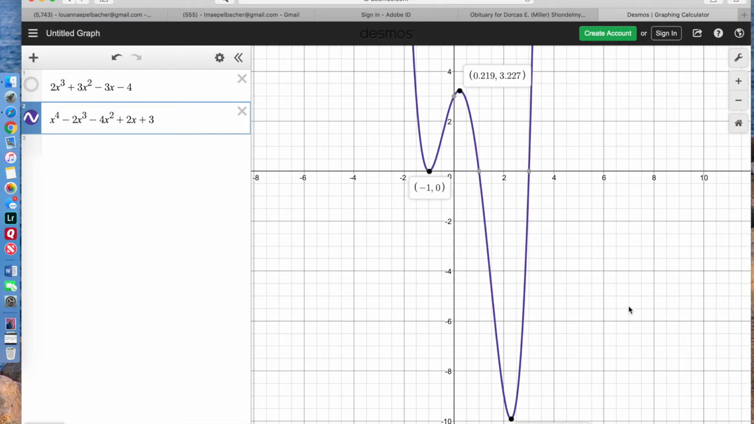This really is an exercise in, do you know how to put a graph into your calculator and find turning points? That's literally all I'm checking here. A is green and B is purple.